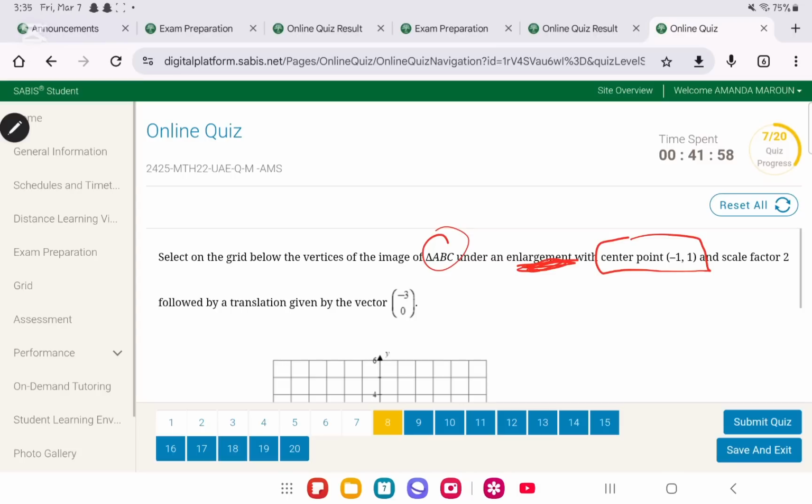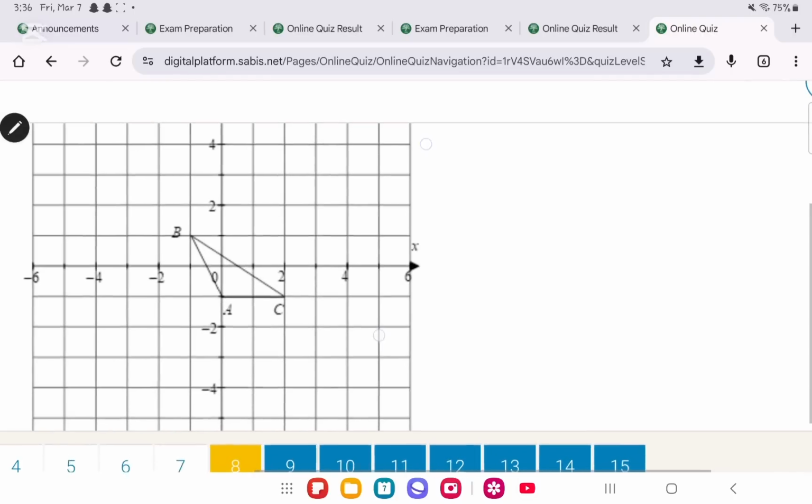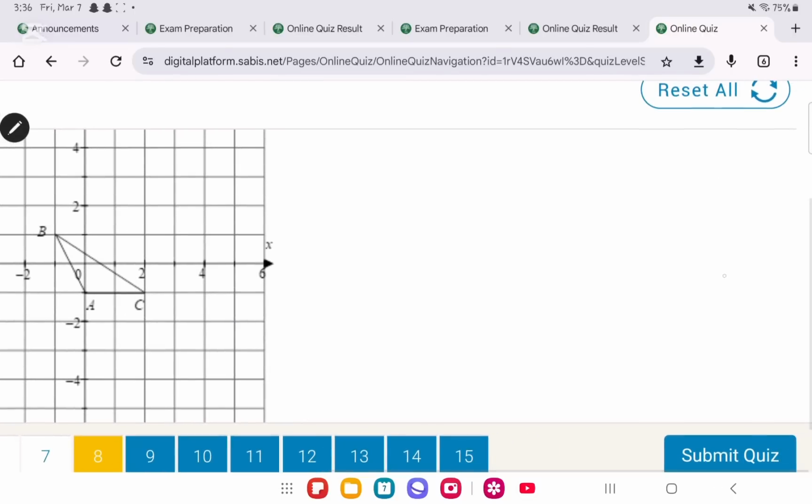This is why it's gonna be a little bit long, and this is our scale factor k being 2. So the first thing we had to do is an enlargement, scale factor 2, but with center point minus 1, 1. Okay? Followed by a translation given by the vector minus 3, 0. So this is the second thing we will do. We will do a translation followed by the vector. Okay? So let me zoom in just to this piece over here.